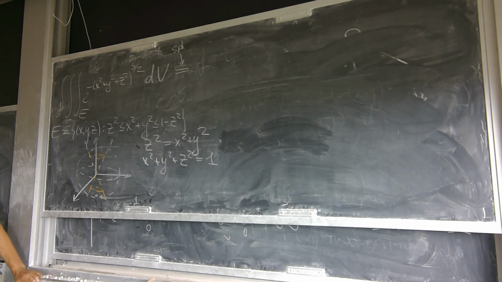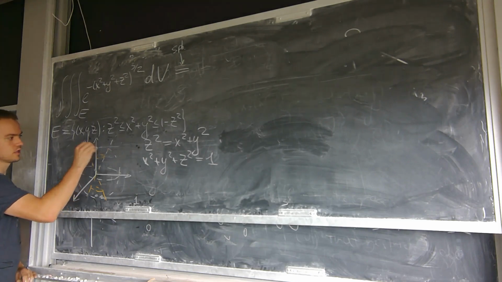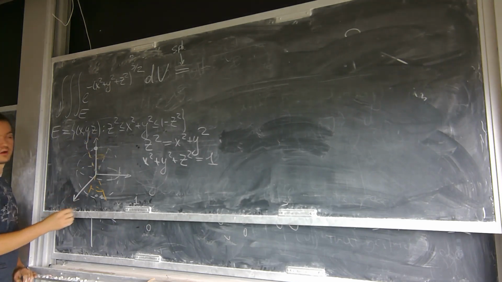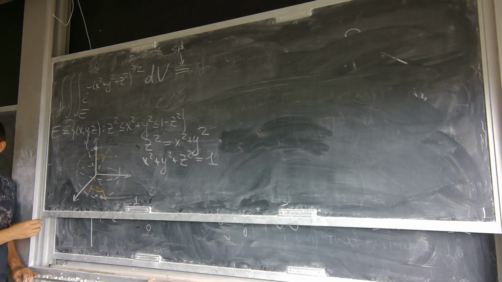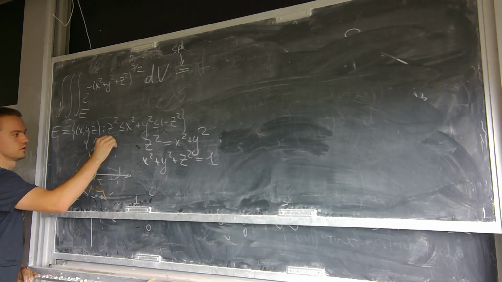So how can we choose the right region? Log in coordinates, the values of x, y. Yeah, so we need to choose a point here. For example, if you choose this point, what are the coordinates of this point? 0, 0, 1.